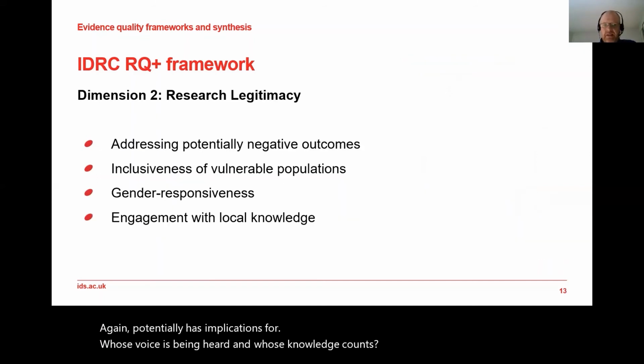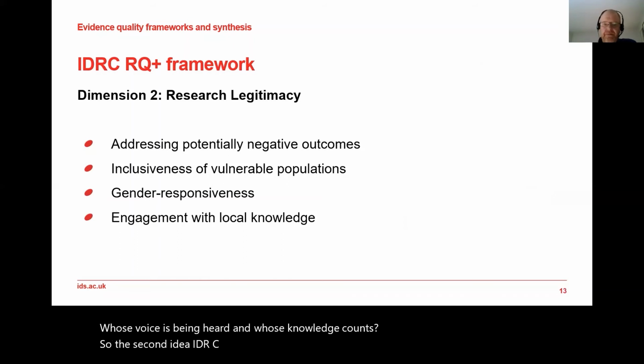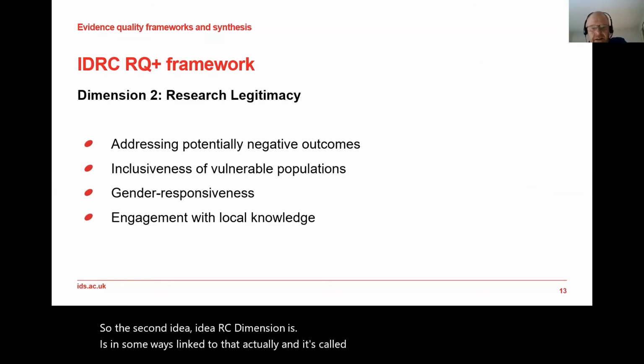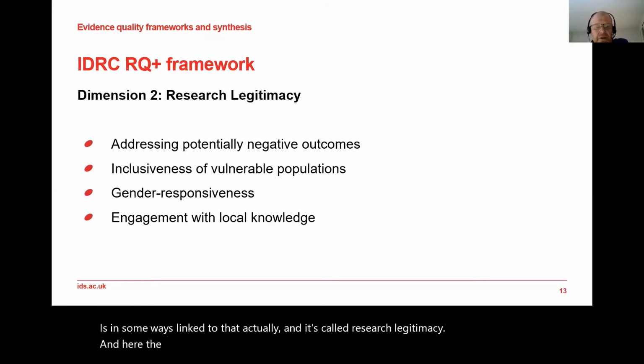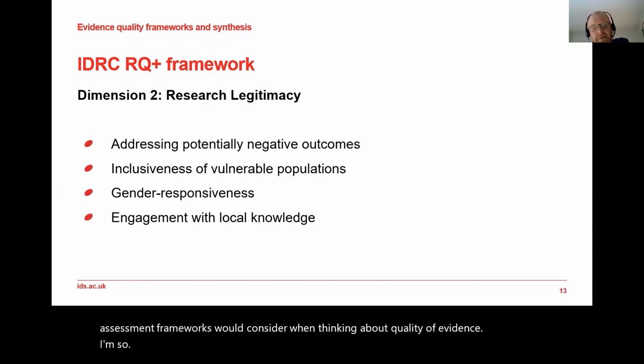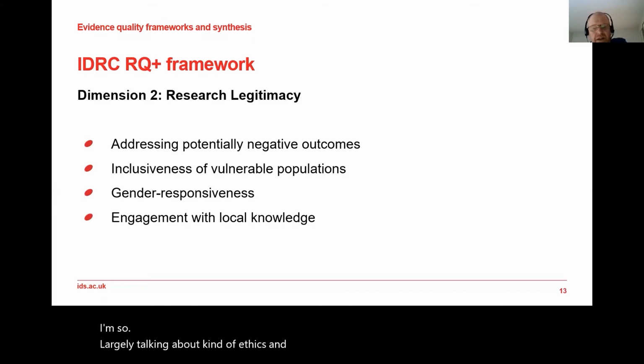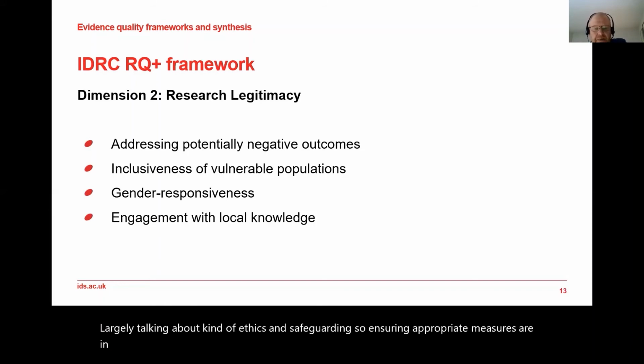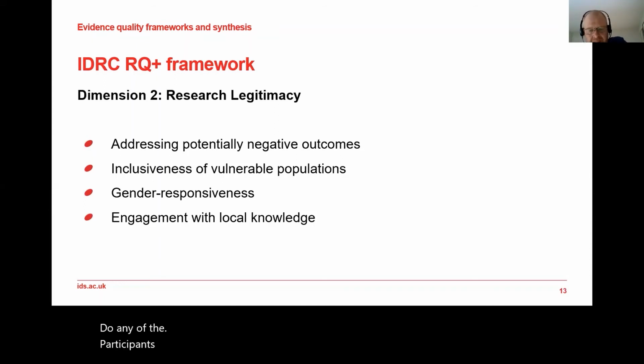So the second IDRC dimension is in some ways linked to that, actually, and it's called research legitimacy. And here, you know, the RQ Plus framework is already moving beyond what most of these other assessment frameworks would consider when thinking about quality of evidence. So it's largely talking about kind of ethics and safeguarding, so ensuring appropriate measures are in place to minimize the risk of anything bad happening as a result of the research to any of the participants or populations being studied.